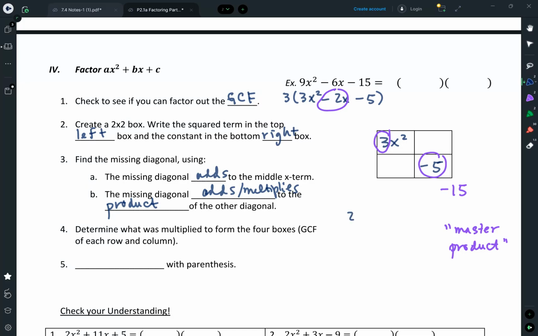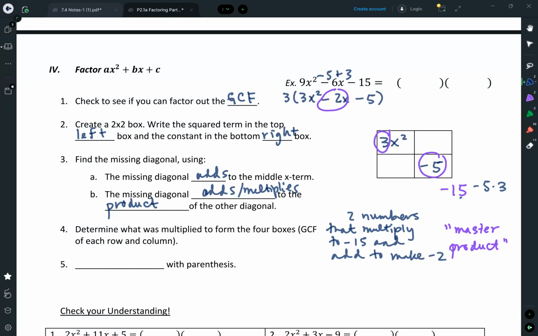So now I have to find two numbers that multiply to negative 15 and add to make negative 2. So multiplies make negative 15, adds to make negative 2. So let's think about that. That's going to be a negative 5 and a positive 3. So negative 5 times 3 would multiply to make negative 15. Negative 5 plus 3 would add to make negative 2. So I'm going to have a negative 5x and a 3x.